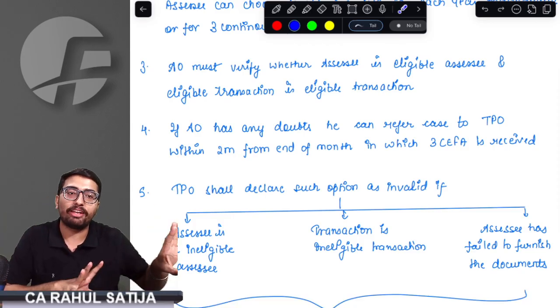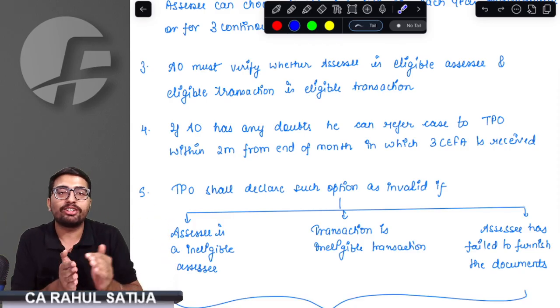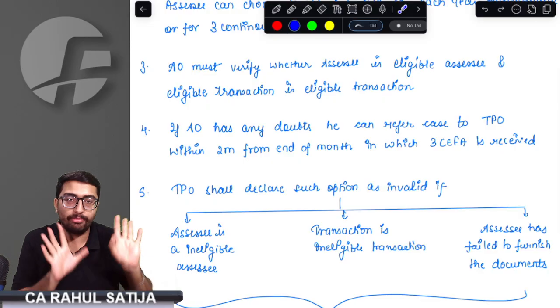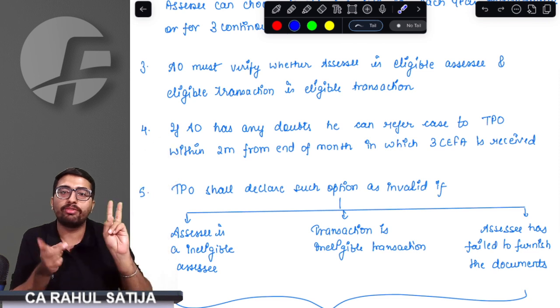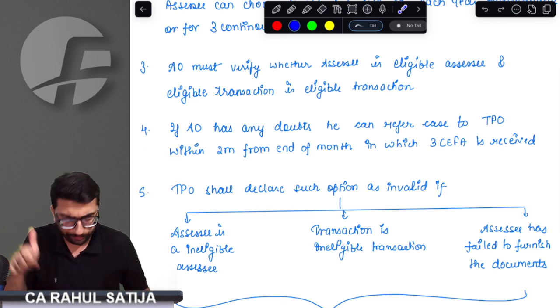Within how much time should he refer? Sir, he should refer the case within 2 months from the end of the month. As the AO checks, he has to refer the case to the TPO within 2 months from the end of the month in which he receives the order.